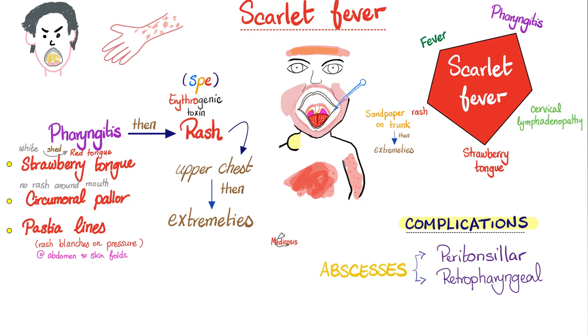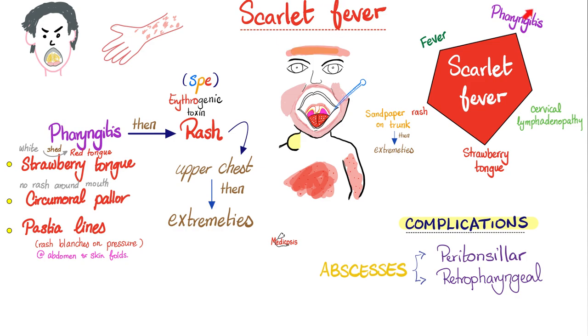Some will remain indeed, giving the texture of a strawberry. Moreover, circumoral pallor, which means the rash is clear around the mouth. There is no rash around the mouth. And then Pastia lines. These are rashes in the abdominal folds and in the skin folds, and they blanch when you press on them, unlike petechiae, purpura, and ecchymoses, which do not blanch.